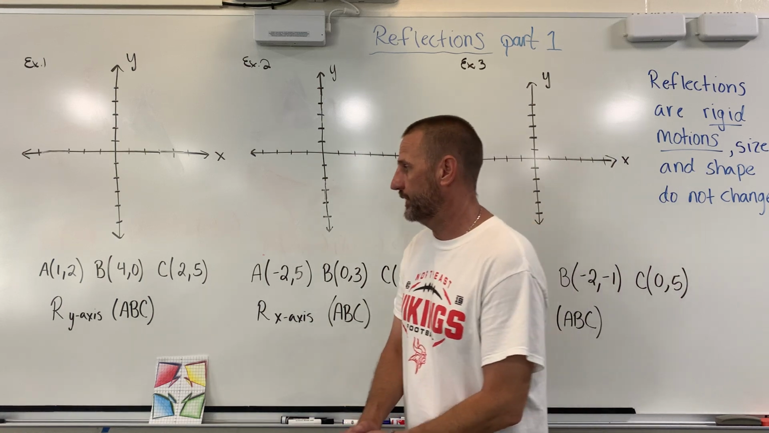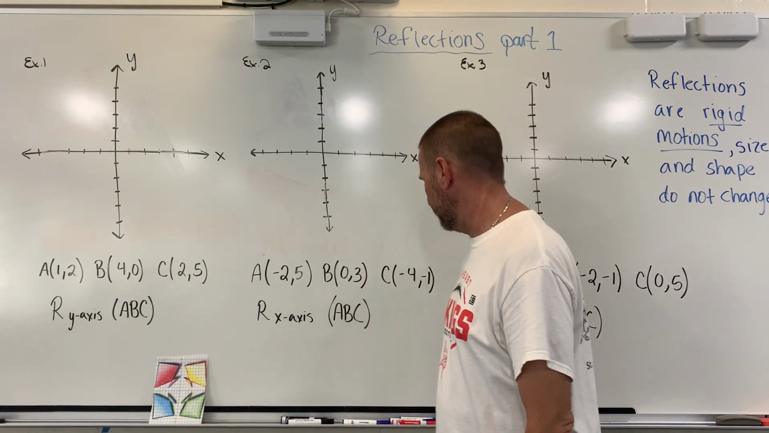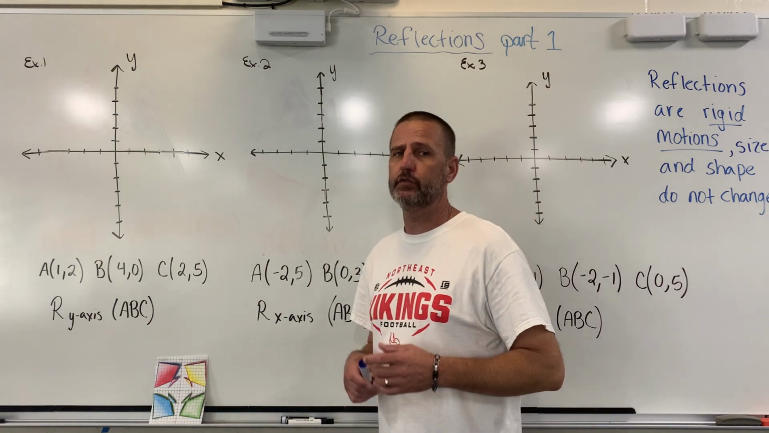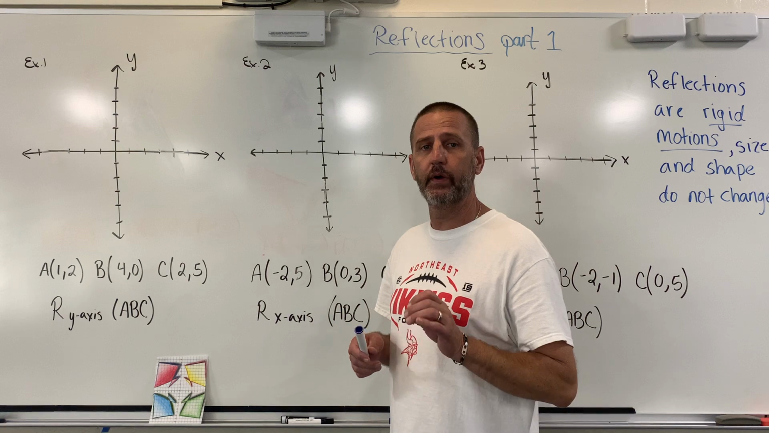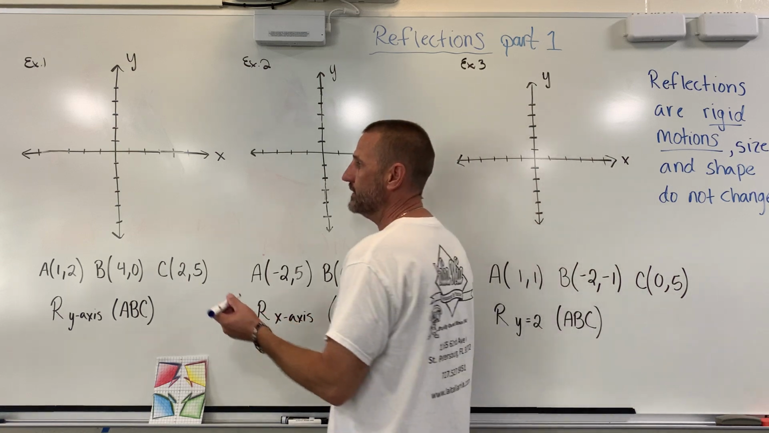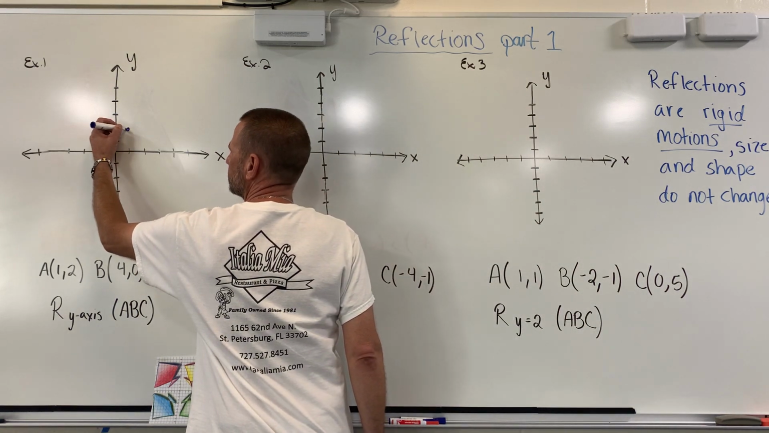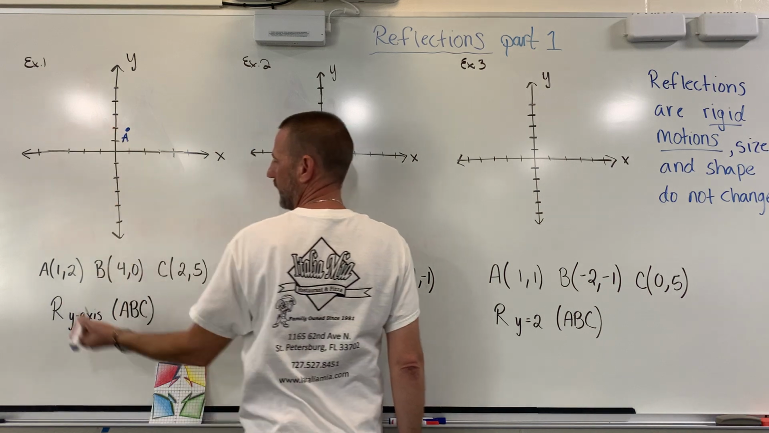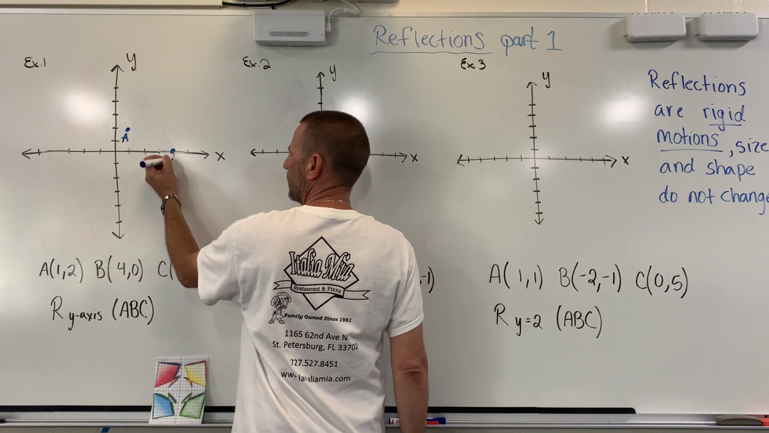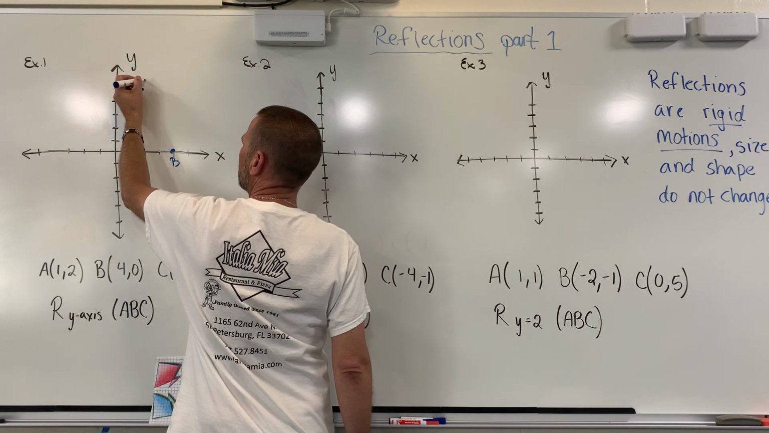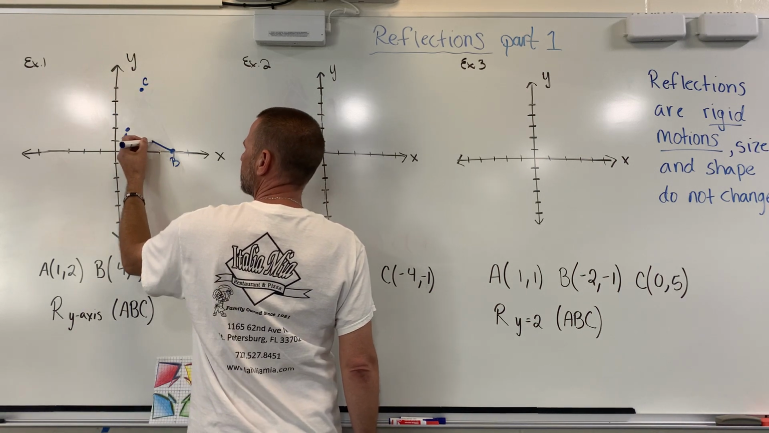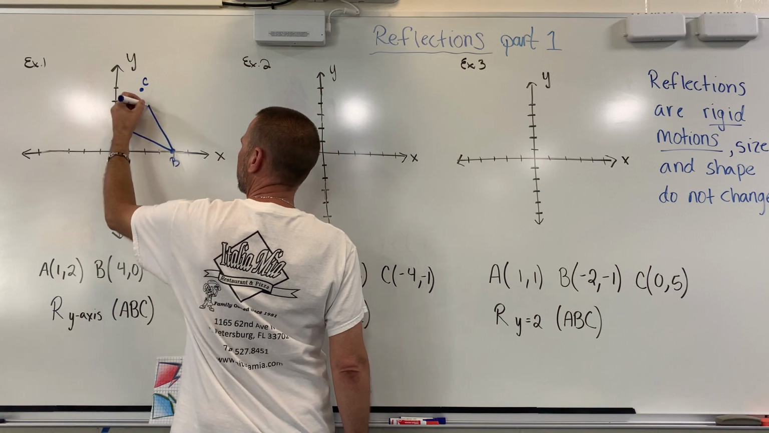So to jump right in with this, I'm going to start off with the very first step that you want to do, and that is to go ahead and draw, using your graph, points A, B, and C. So A is at (1, 2), B is at (4, 0), and C is at (2, 5). So I'm going to connect these dots together, and I can see that it makes a triangle.